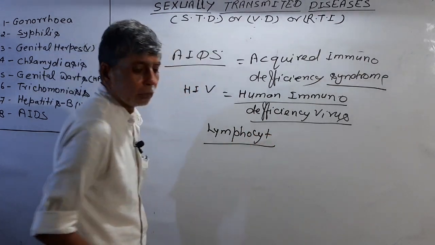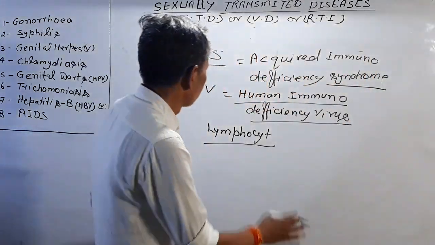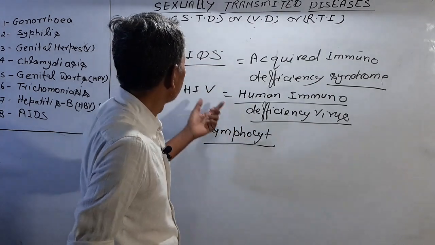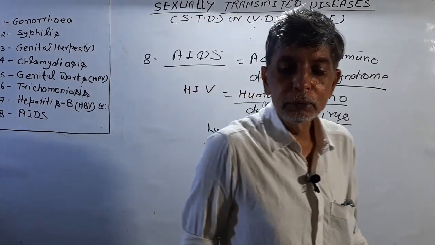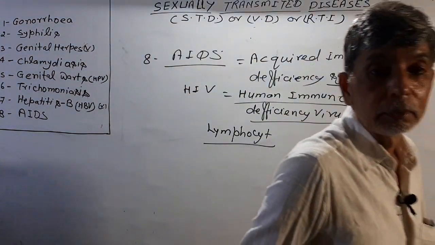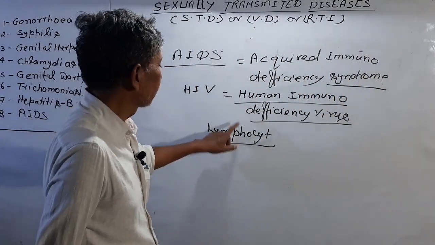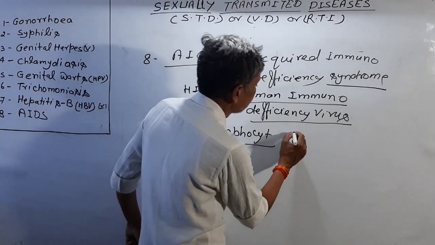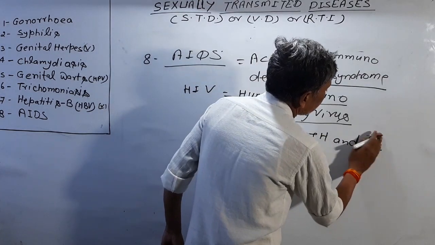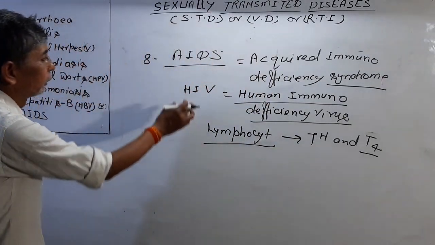Lymphocytes include the TH and T4 lymphocytes. There are different types of lymphocyte, and the HIV virus attacks the TH and T4 lymphocytes. These lymphocytes play an important role in killing pathogens by making antibodies. So the virus kills these lymphocyte cells. The target cells of HIV are the TH and T4 lymphocytes.